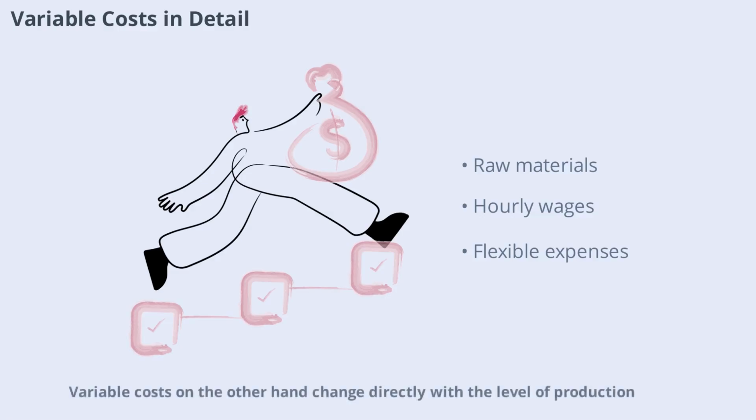Variable costs, on the other hand, change directly with the level of production. If you produce more, you'll need more raw materials, more energy, and perhaps more hourly labor. These costs are flexible and can be managed more easily than fixed costs. For example, if demand drops, a business can reduce production and save on variable costs. This flexibility is crucial for businesses trying to stay profitable in changing markets.